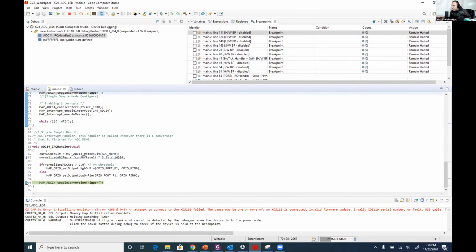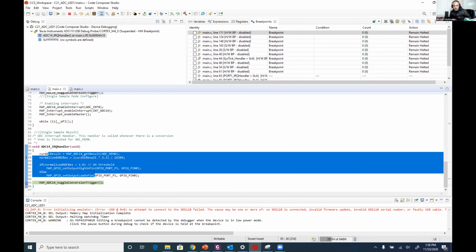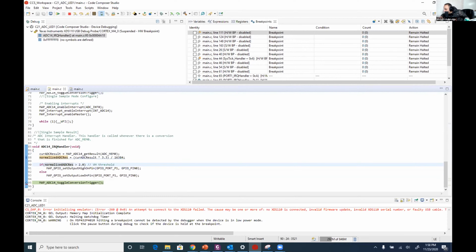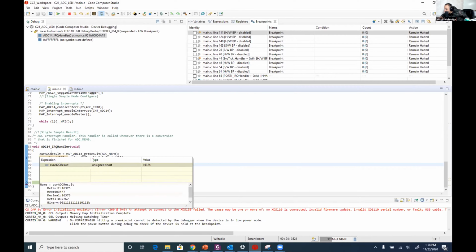So it makes a conversion and goes here to the interrupt service routine. Let's check the value at that. So this is actually the digital number. Okay, 16,375. It's a digital value, in decimal. And here is the binary of it. You see, guys, the binary? This is a conversion of 3.3.